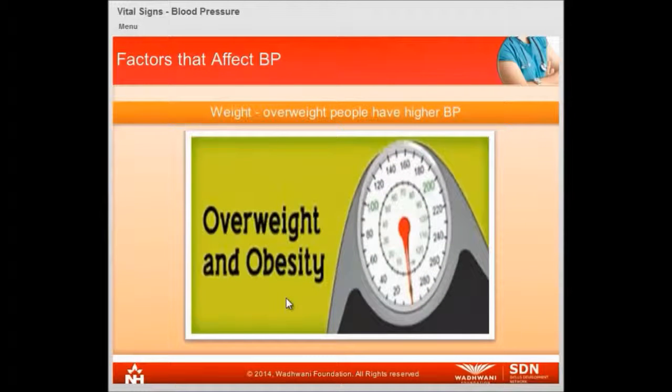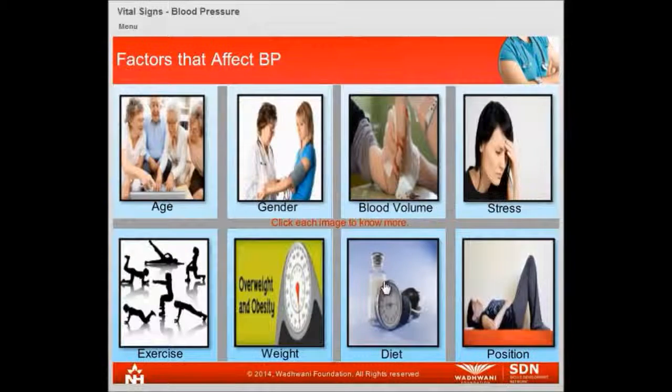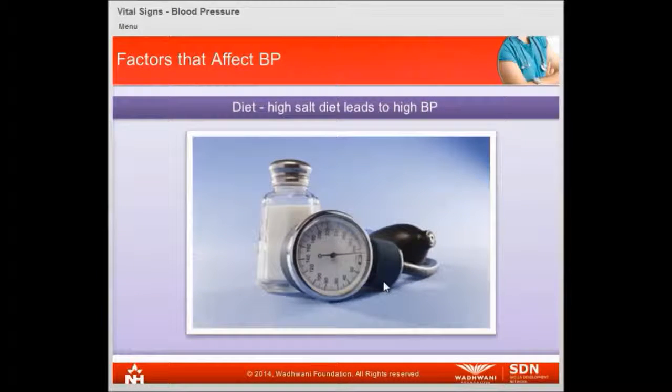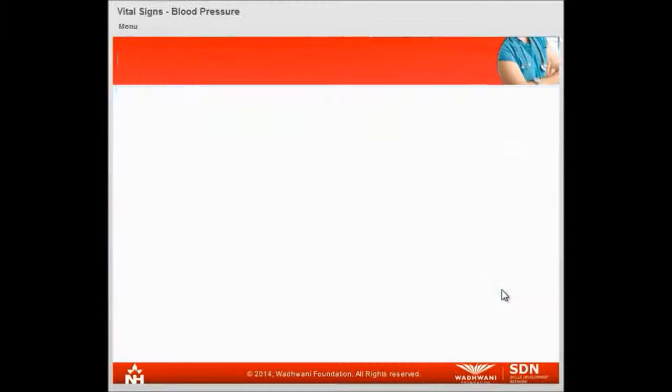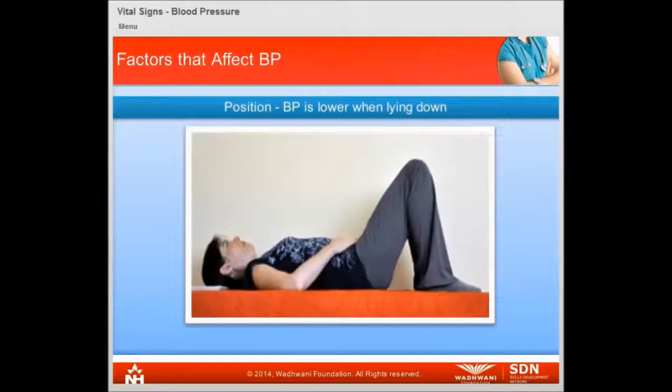Weight. Overweight people have a higher BP. Diet. High salt diet leads to high BP. Position. BP is lower when lying down.